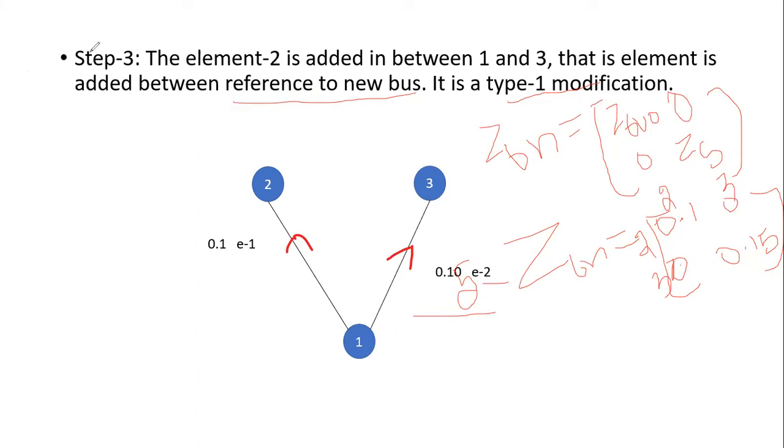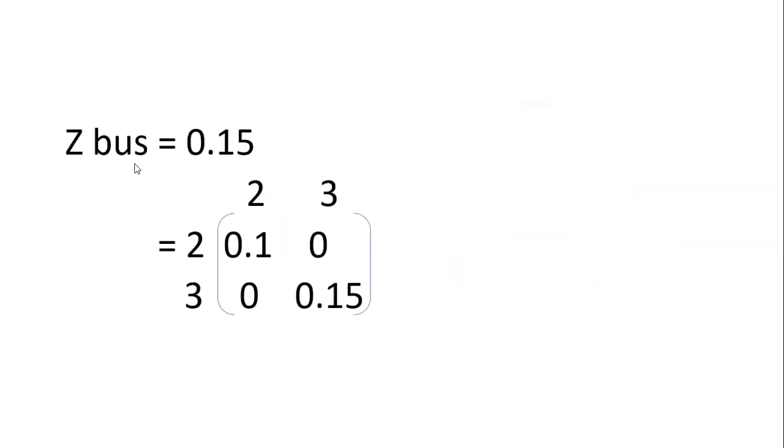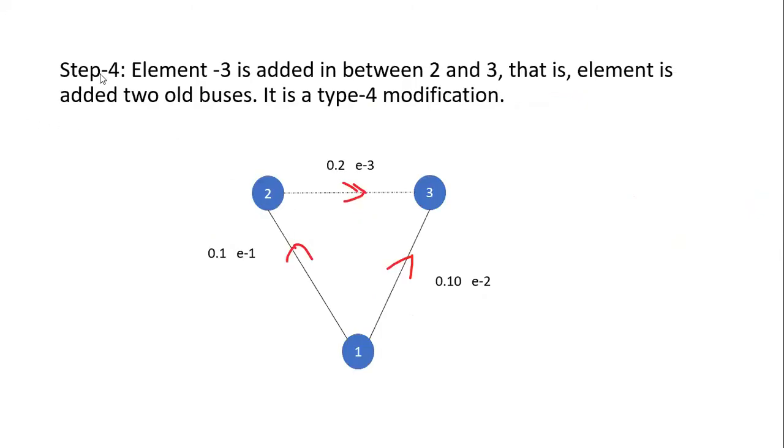Next, coming to step 4. This is the Z-bus, and the element that will be added is 0.15. This is the Z-bus old matrix with 0, 0, and this is the ZBR or the ZS. The element that will be added is 0.15. This is the Z-bus new matrix. After calculating it, we go for step 4.